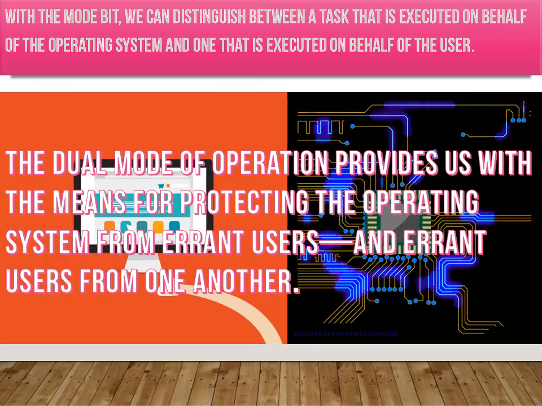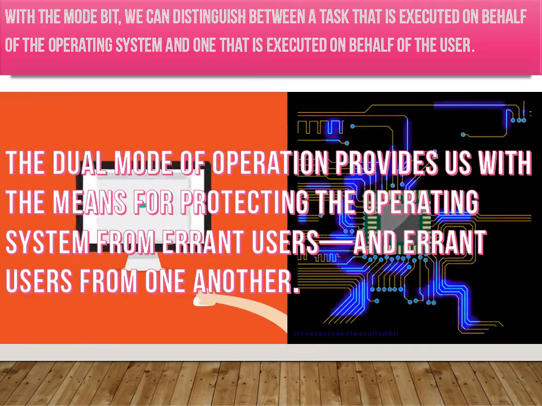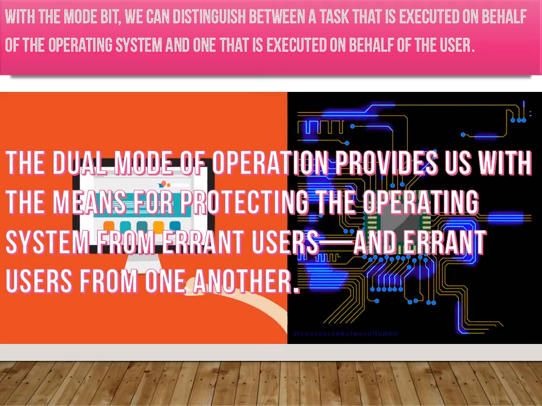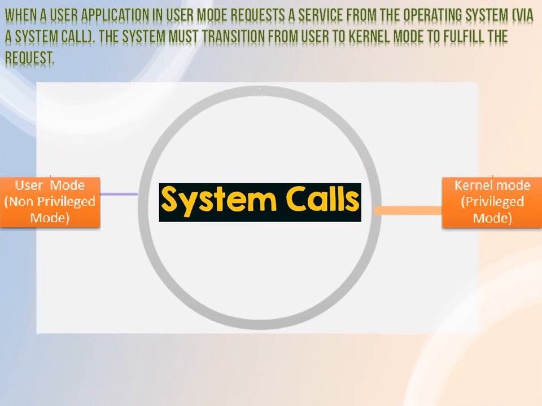The dual mode of operation provides us with the means for protecting the operating system from errant users and errant users from one another. When a user application in user mode requests a service from the operating system via a system call, the system must transition from user to kernel mode to fulfill the request.